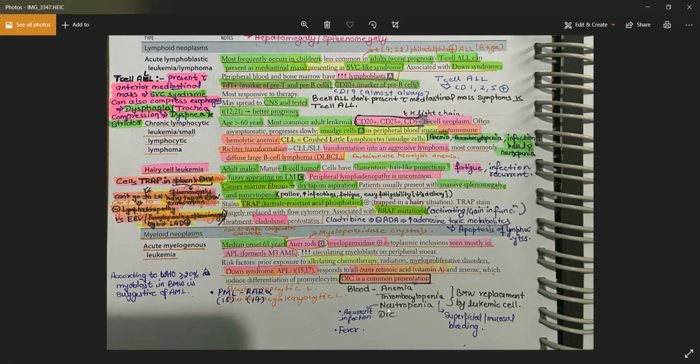Of course, they will have the anemia also. So they will have the fatigue, they will have the paleness, they will also have the bleeding complications because of thrombocytopenia. They will also have the recurrent infections because of the neutropenia, right? And they will have the high PT, high PTT, as well as the high bleeding time. Okay. Any doubt in it?